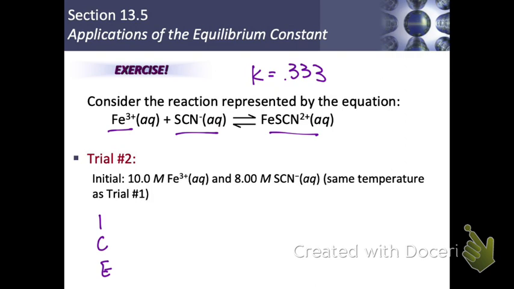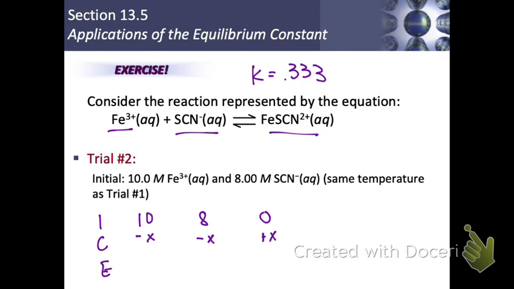So initial concentration of iron is 10. Original concentration of SCN is 8. And my original concentration of my product is 0. My changes are going to be minus X, and plus X, right? Because we're all 1 to 1 still.